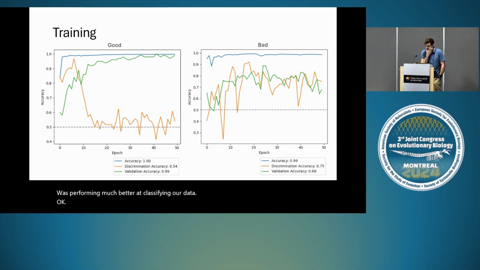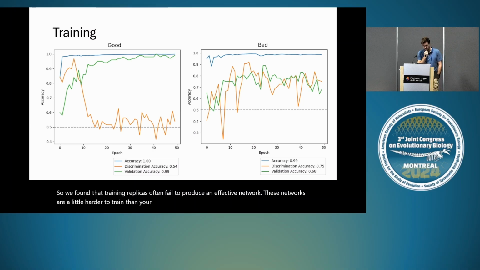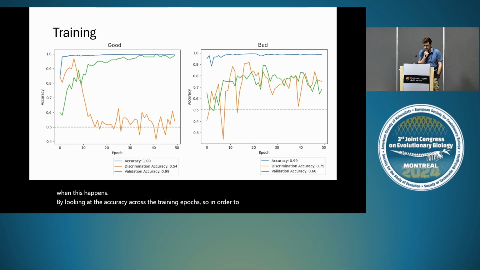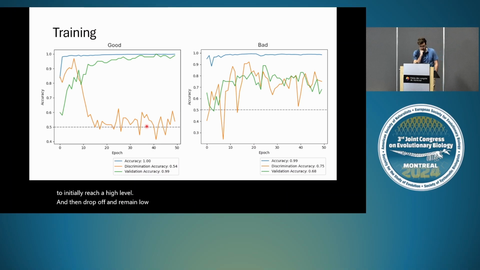Okay. So we found that training replicates often fail to produce an effective network. These networks are a little harder to train than your standard ones, but fortunately it's fairly easy to recognize when this happens by looking at the accuracy across the training epochs. In order to produce a network with high test accuracy, it's necessary for the discrimination accuracy that you see in orange here to initially reach a high level and then drop off and remain low, around 0.5.